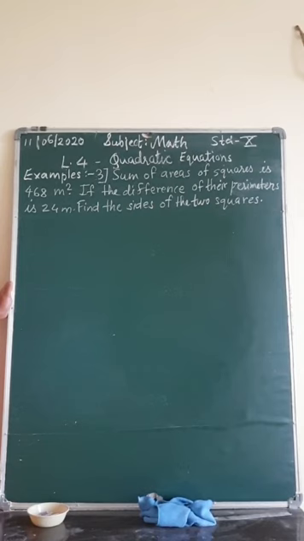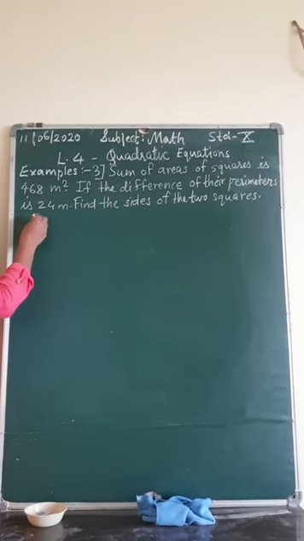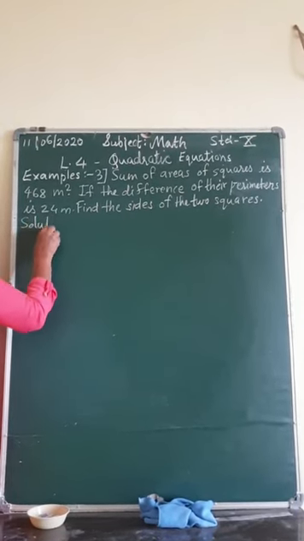Now let's see the third sum. Sum of areas of squares is 468 meters square. If the difference of their perimeters is 24 meter, find the sides of two squares. Let's start the solution.